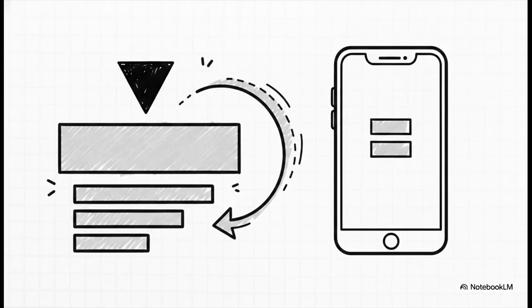But it actually gets better. These groups also act as toggle lists. Let's say you have 50 completed tasks piling up in your done group.